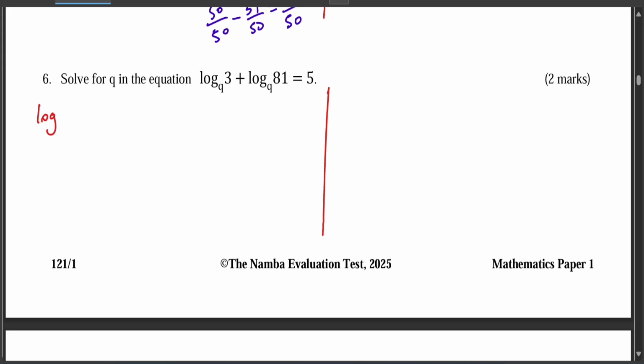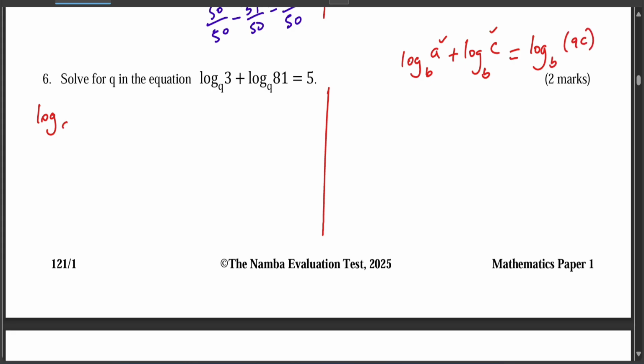So what you basically do here, since it's addition and you've been told that log A base B plus log C base B, if the bases are the same and it's addition, you multiply those two numbers, A and C, so you get log base B of A times C.